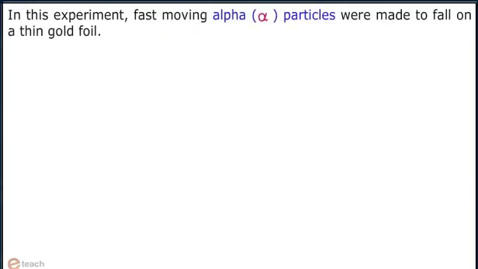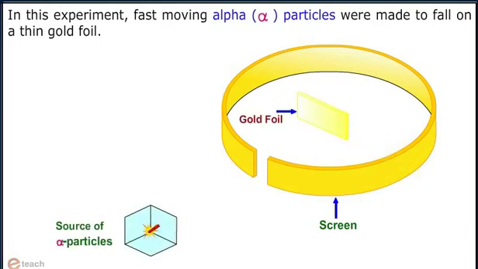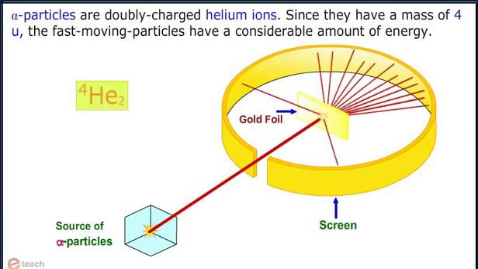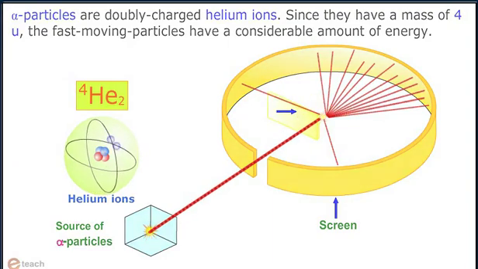In this experiment, fast-moving alpha particles were made to fall on a thin gold foil. Alpha particles are doubly charged helium ions. Since they have a mass of 4 units, the fast-moving particles have a considerable amount of energy.